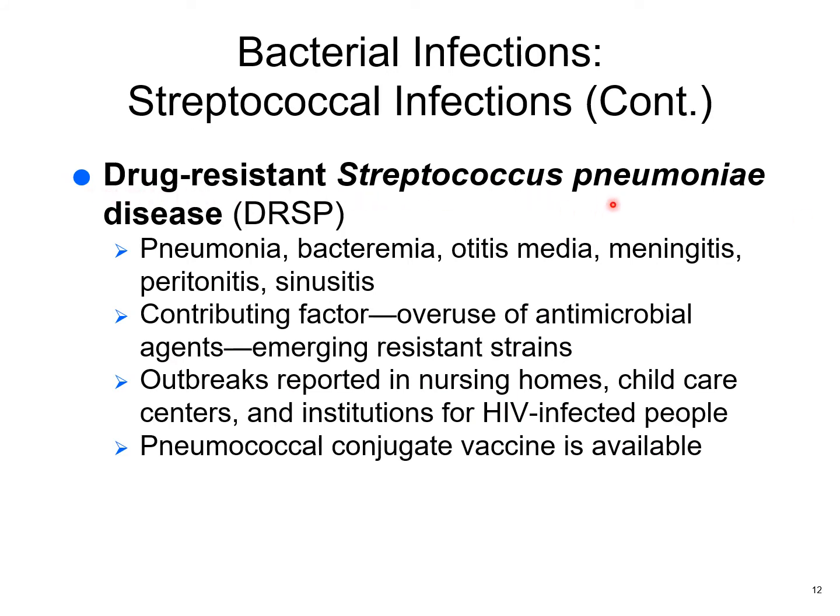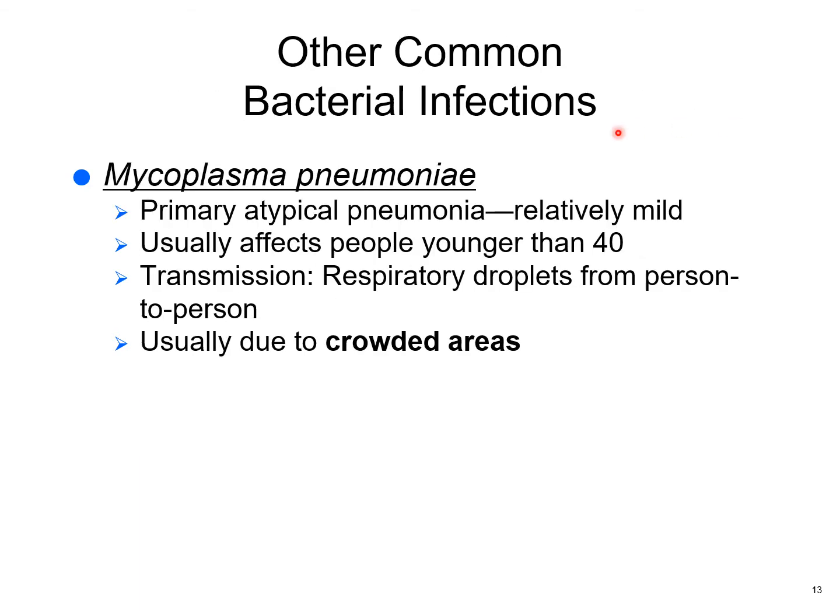Drug-resistant Streptococcus pneumoniae is a little more of a problem because it's harder to treat. A contributing factor is going to be overuse of antimicrobial drugs. You have a lot of outbreaks in nursing homes, child care centers, institutions where HIV-infected people are treated. And there is a pneumococcal conjugate vaccine available. Again, you should be vaccinated if you're in one of these categories that needs it.